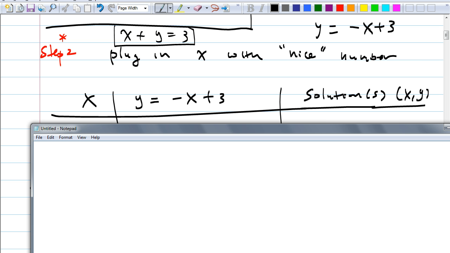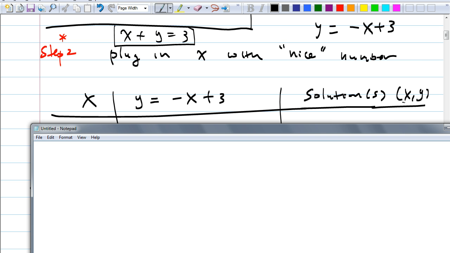So write that down. I'll wait. So I said plug in x with a nice number. What do you think would be a nice number to plug in for x? Again, you can plug in any numbers you like on a number line. Choose anything. What's the nicest number on a number line?